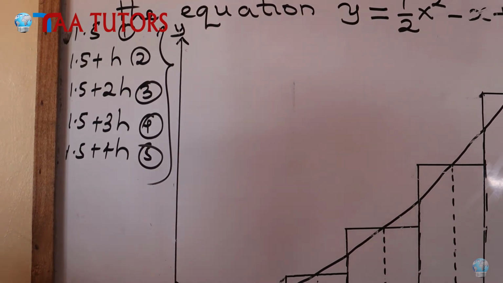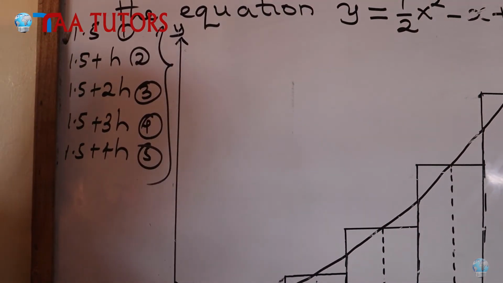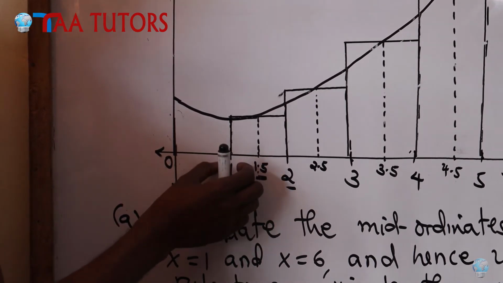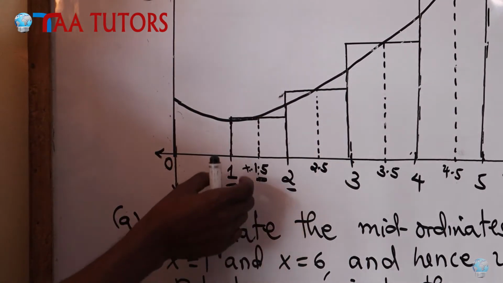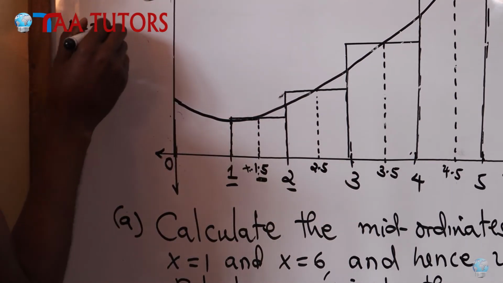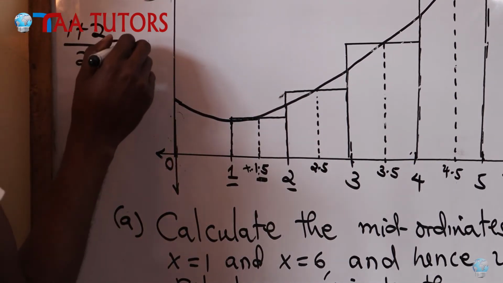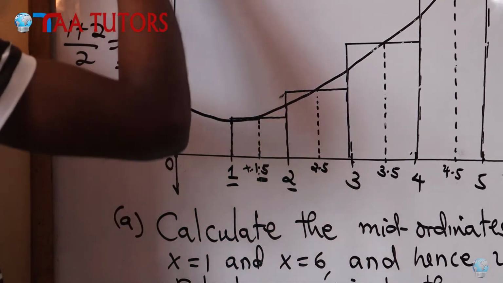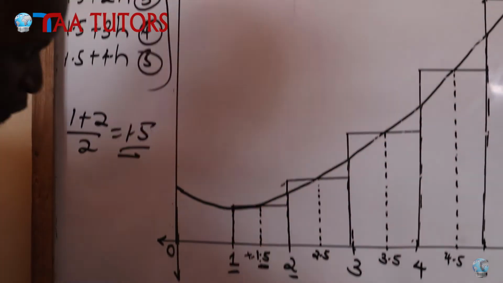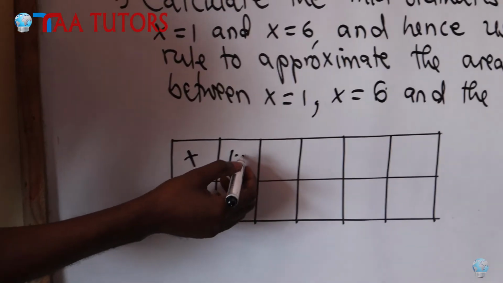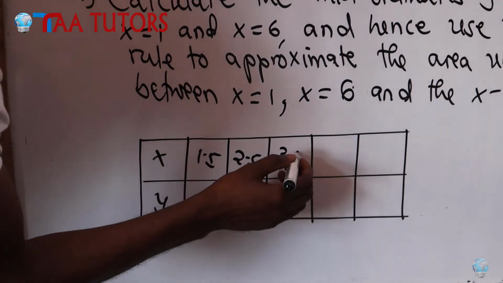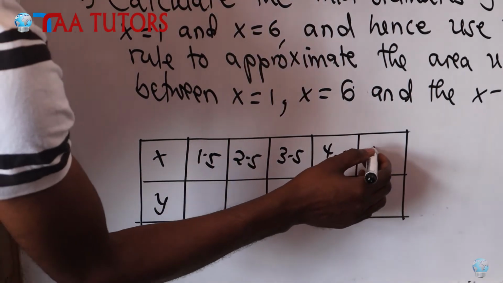And how do you get the first ordinate? Take this one plus this one, divide by 2. The lengths of the parallel sides of the first ordinate, this one is 1, the other one is 2. If you have 1 plus 2 divided by 2, you will get 1.5. From there you can now use this one to fill the rest that are remaining without even looking at the diagram. You just come and fill them in. So we have seen that this is 1.5, this is 2.5, 3.5, 4.5, 5.5.